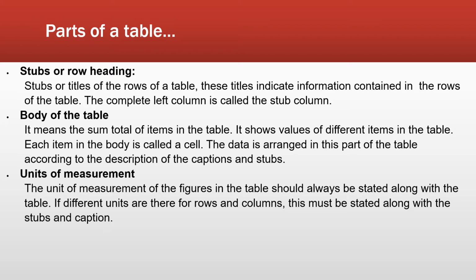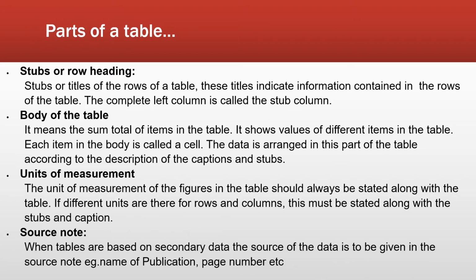or the caption entry. Of course, we have the source note. We need to know where our data has been obtained from. Where is it sourced from? When tables are based on secondary data, that is published sources, the source of the data is to be given in the source note. Example, the name of the publication, the name of the book, the page number, and so on. If the data is obtained from any organization like the NSSO or the CSO or the IMF or the RBI, that can be mentioned in the source note as well.